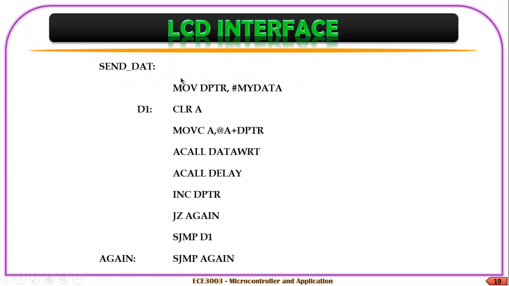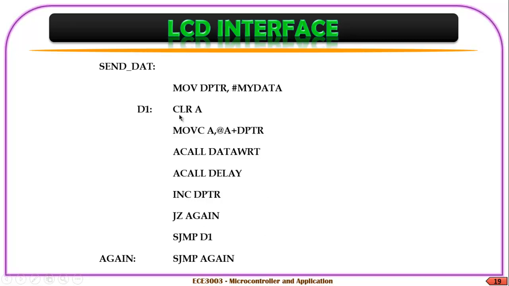The send data routine will have similar instructions. There is no difference: move DPTR at my data, clear A, move A at A plus DPTR, call data write, call delay, increment DPTR, JC again. The only difference is where it has to jump. Instead of C1, it mentions AG, again, which means it will wait on the same line for displaying the characters after accepting all the characters. If it is not done, it will jump to the same instruction.